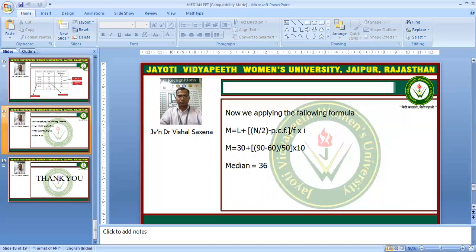Now we apply the formula to find the median. M = L + ((N/2 − PCF)/F) × I. L is 30, the lower limit of median class interval. N/2 is 90, minus PCF, the preceding cumulative frequency, which is 60, upon F, the frequency of median class interval, which is 50, and I is the width of the class interval, which is 10. It may be H or it may be I; we can write whatever notation. By solving this, we get the median as 36. So median becomes 36 for this question from the group data.